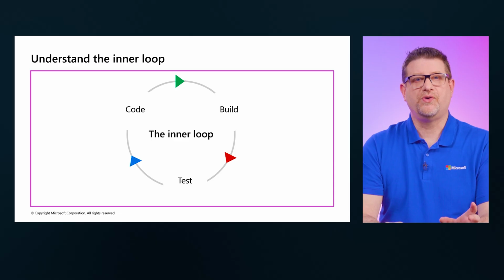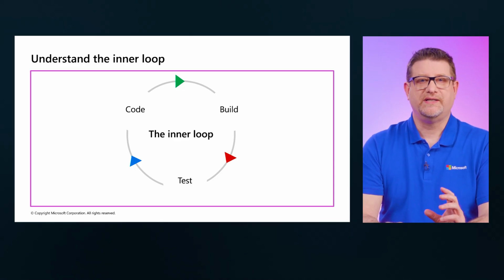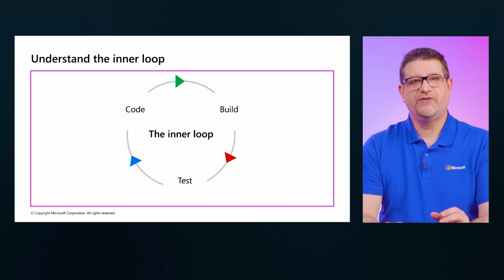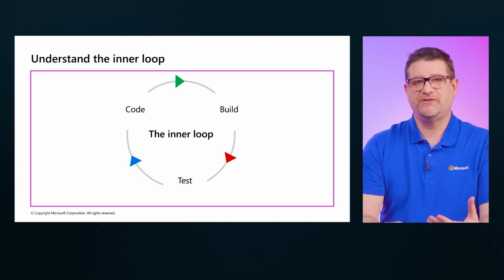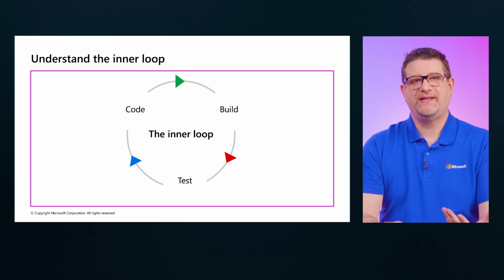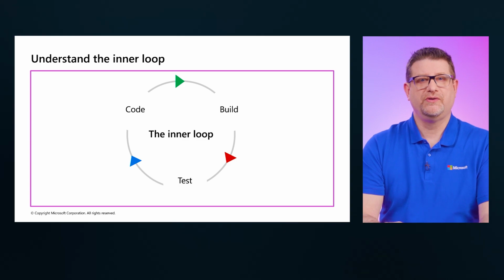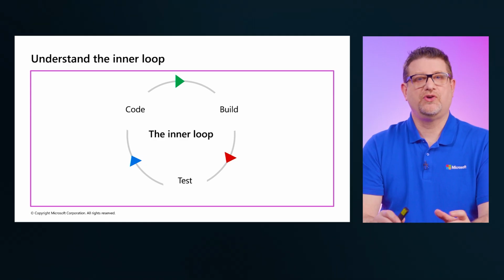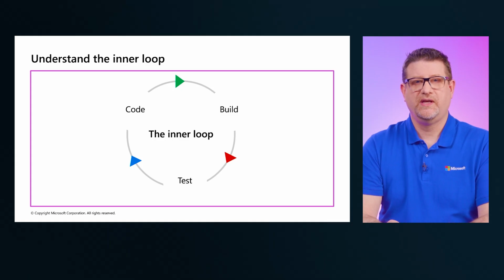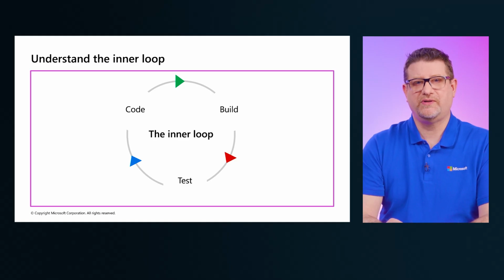The inner loop is a core concept in modern software development, especially within DevOps practices. It refers to the rapid, repetitive cycle that developers follow as they write code, build their applications, and run tests. Imagine it as a continuous cycle where you code a feature, build it to see if it works, and then test it to catch any issues. Then repeat the process as needed. This loop is all about speed and feedback. Developers can quickly identify problems, make improvements, and see the results of their changes almost instantly. By keeping this cycle tight and efficient, teams can innovate faster and deliver high-quality software.